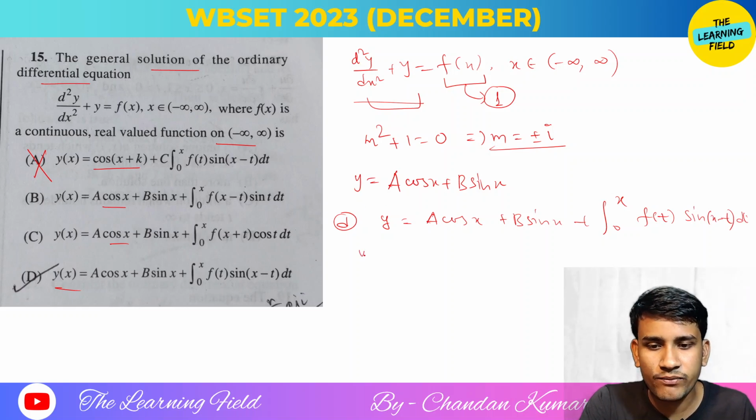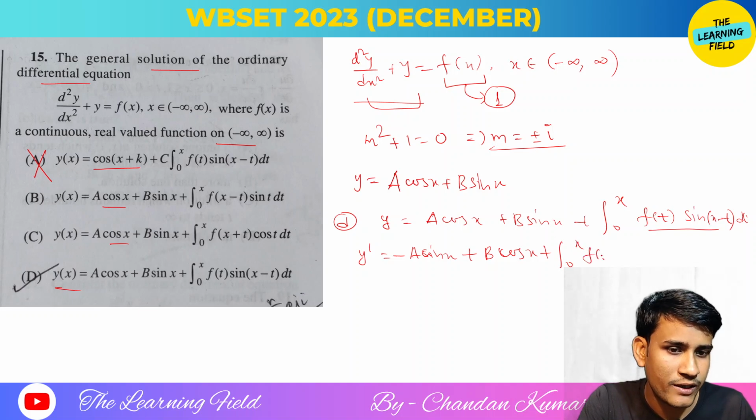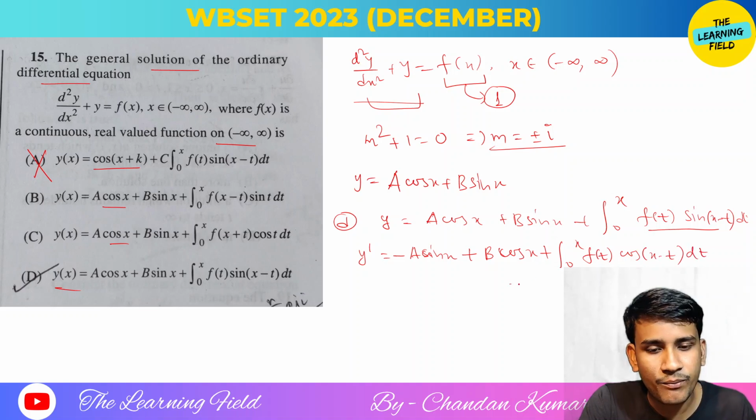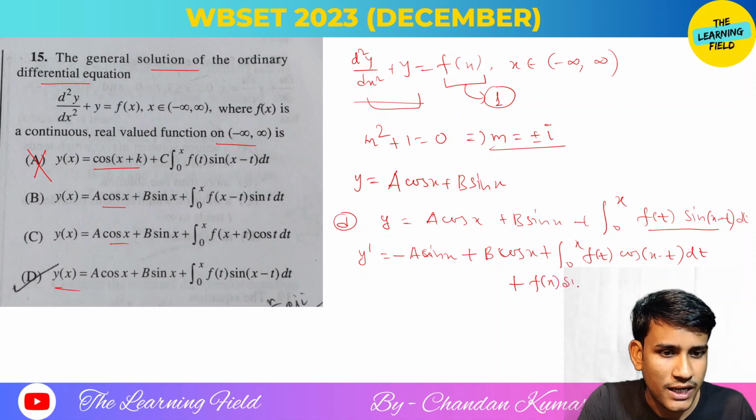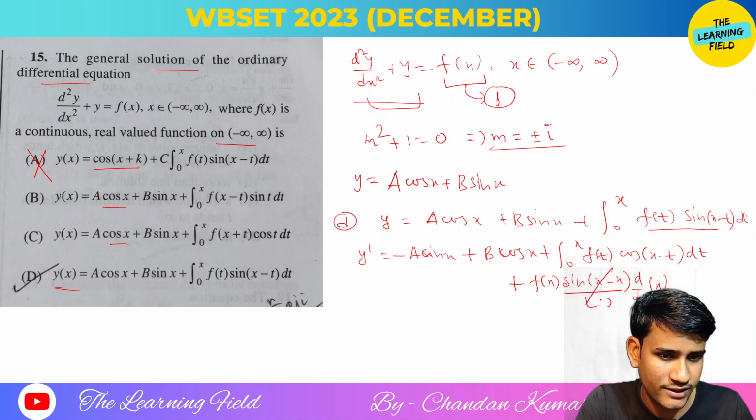If we differentiate, y' equals minus a sin x plus b cos x plus integration 0 to x of the partial derivative with respect to x of this term, that is f(t) cos(x minus t) dt, plus, putting t equal to x, f(x) into sin(x minus x) times d/dx of x. This term goes to 0 because there is sin 0, so this term vanishes.